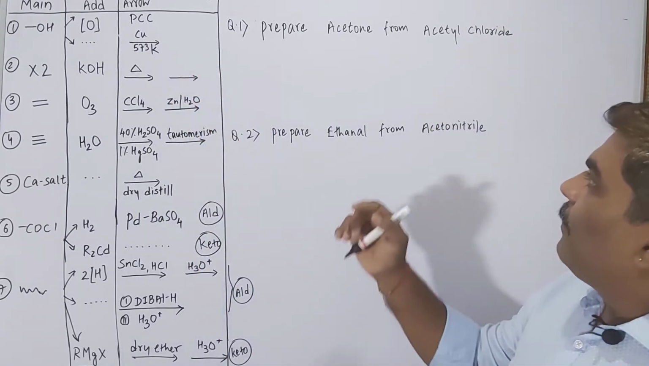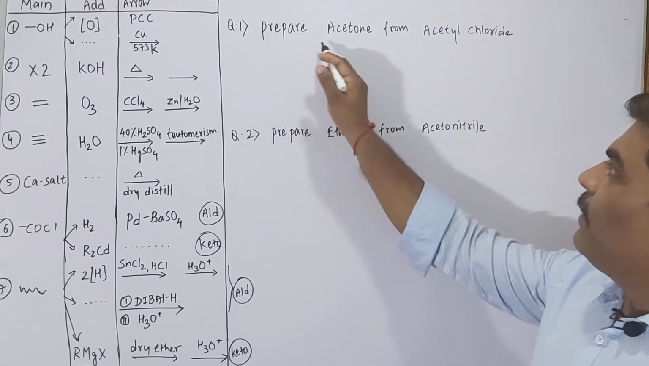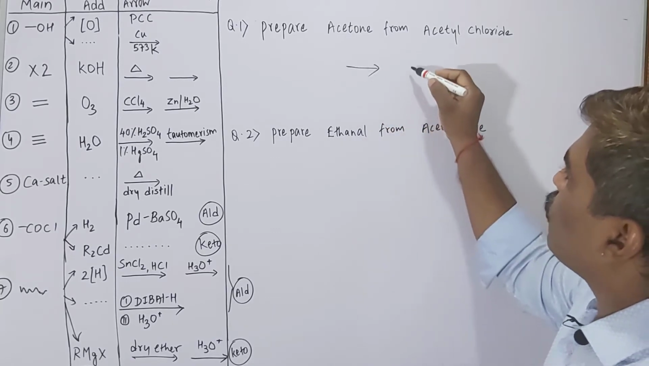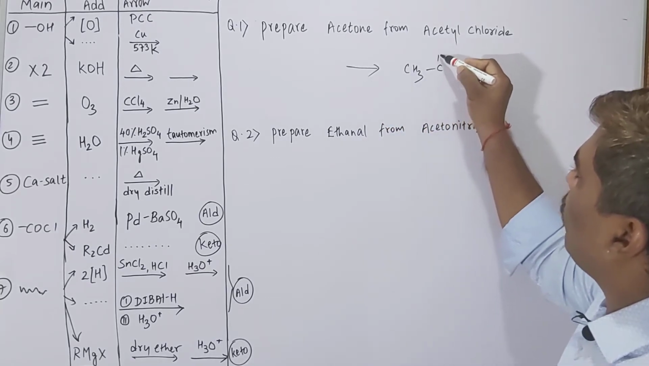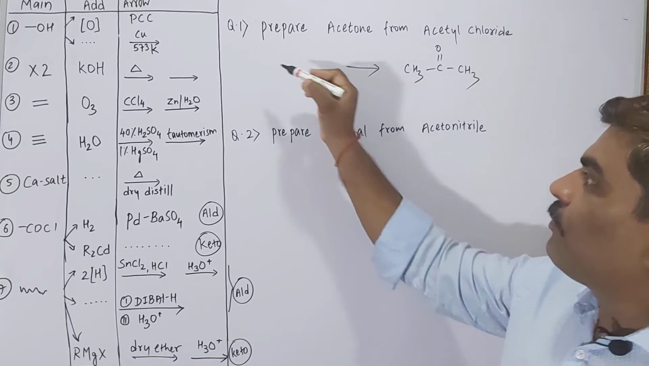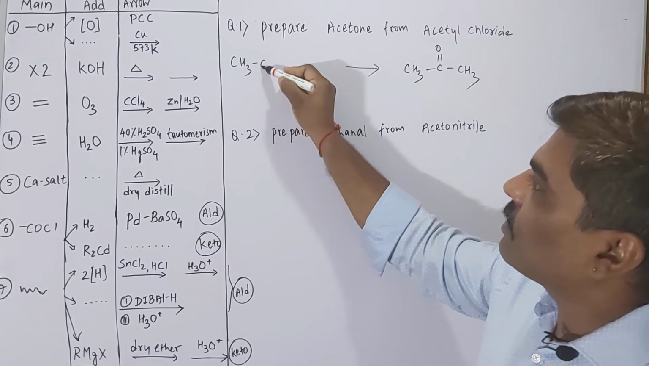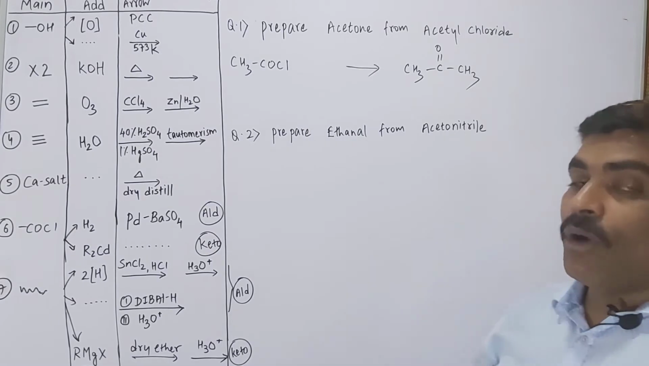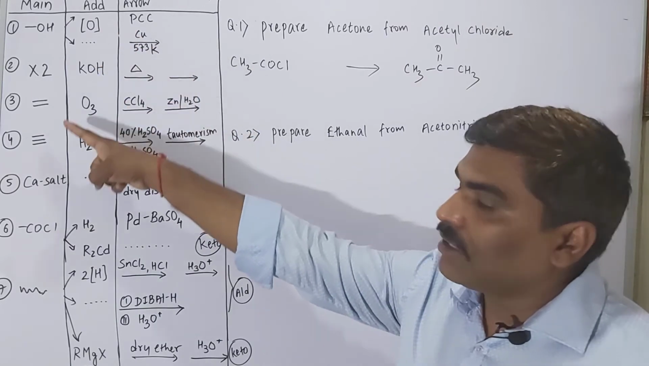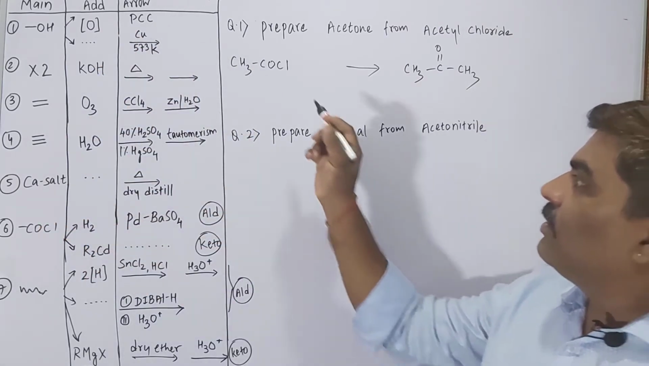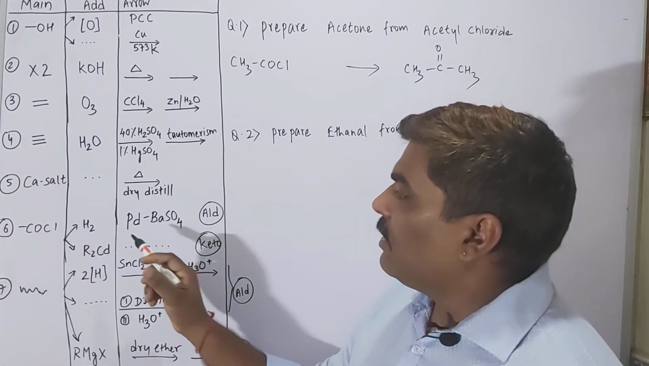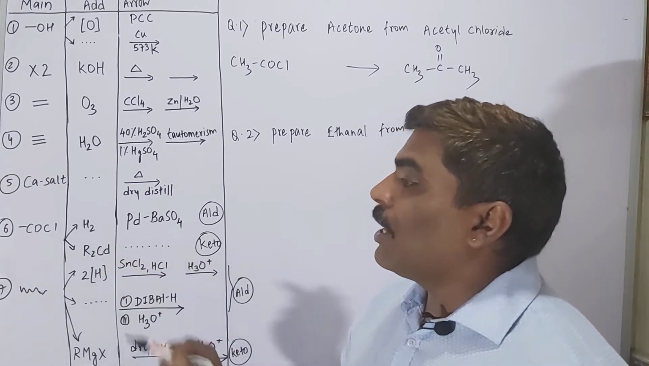Okay. The question is: prepare acetone from acetyl chloride. So we'll start here, we want to prepare acetone. The formula is this, and from acetyl chloride, the formula is CH3COCl. Now you have to find out where this CH3COCl is in our main chart. COCl is here, number 6. Two possibilities are there. One is we can put hydrogen, the other is R2Cd.